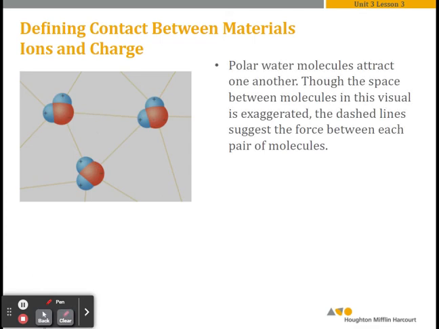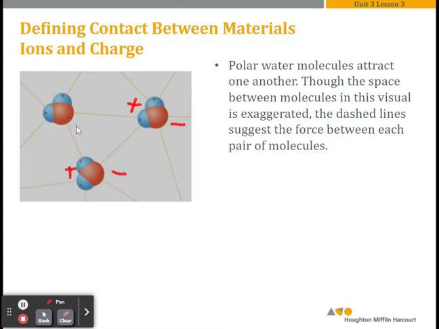Now, water molecules, I've mentioned they're polar. They're polar. What does that mean? That means that we have a positive side. The hydrogen side of the water is positively charged. The oxygen side is negatively charged.